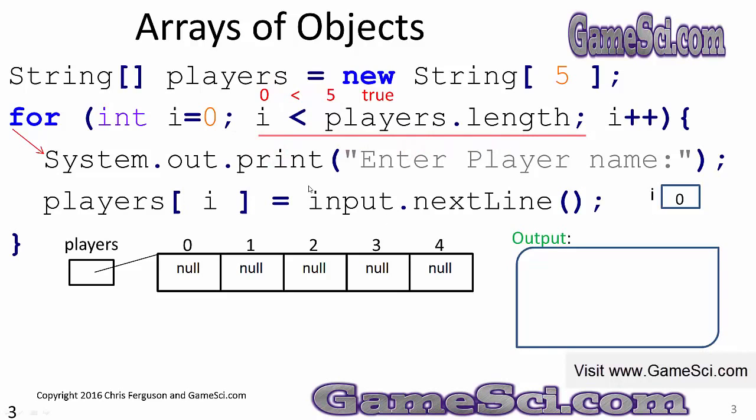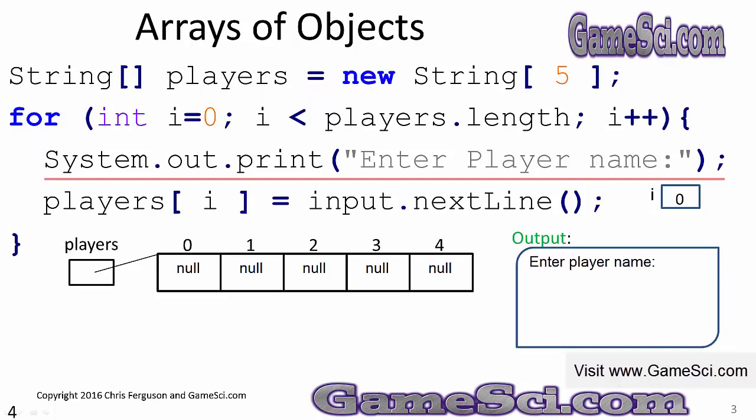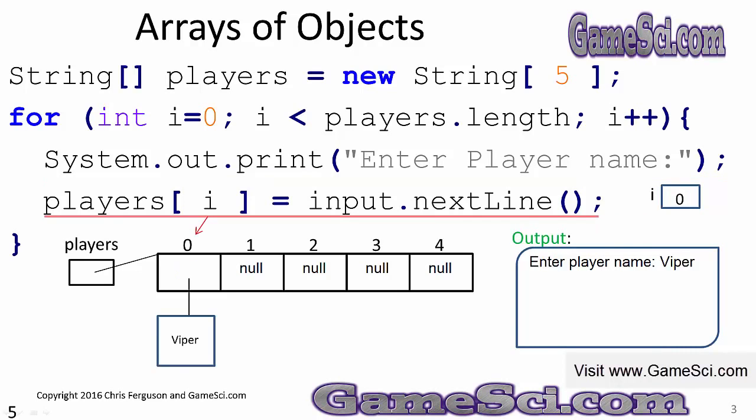As a true statement, what's going to happen? We're going to go inside the loop and execute the code in the loop. And we'll ask the user for the player name. So we'll output to the screen, enter the player's name. And you can see that that output showed up here on the screen. What's going to happen now is we're going to wait and ask for the user to input.